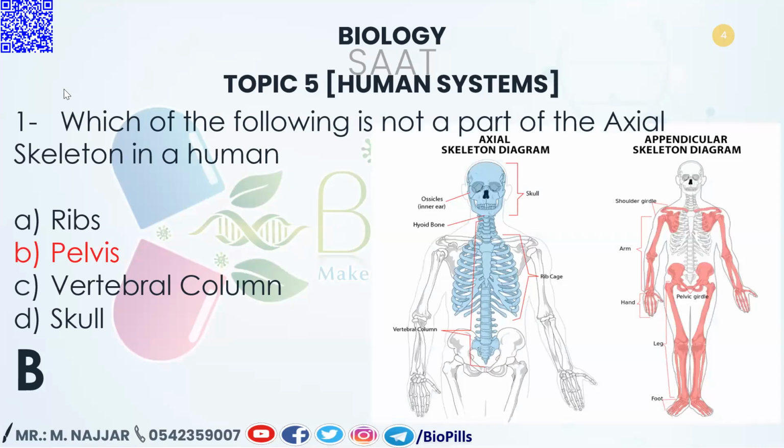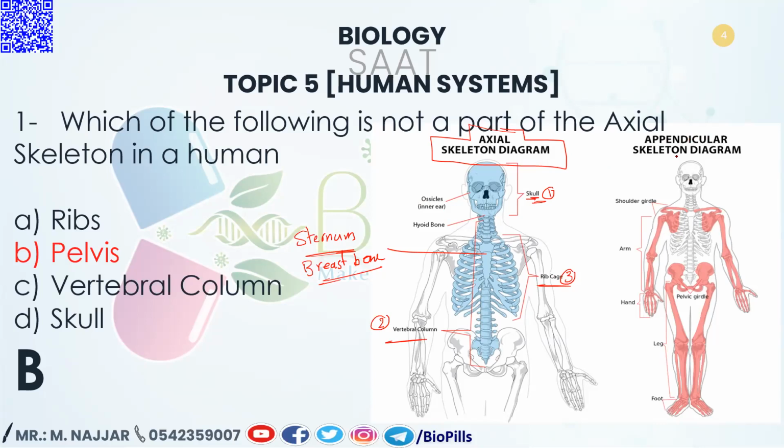If we are extending our explanation, we will say that we have the axial and the appendicular skeletal system. First of all, the axial skeleton is made up of the skull, the vertebral column, the rib cage, and what is known as the sternum, or in some textbooks the breastbone. So this is the axial skeleton. It's made up of four major parts: skull, vertebral column, rib cage, and the sternum or the breastbone.